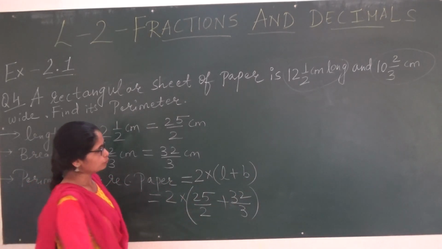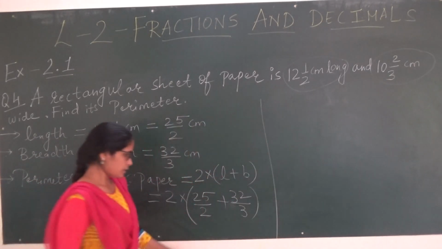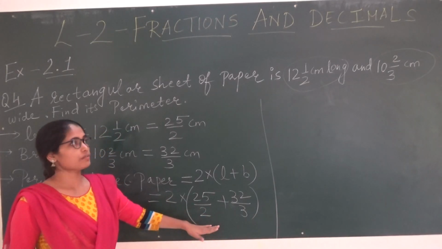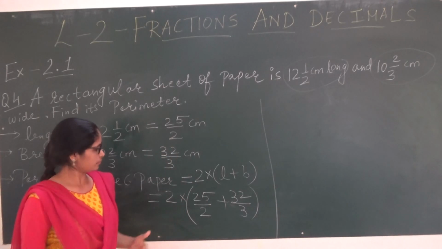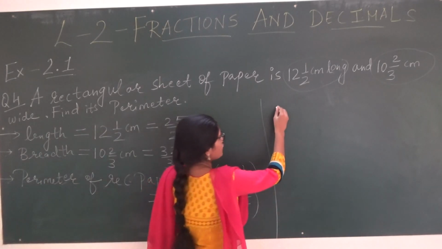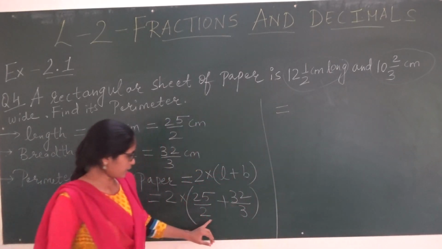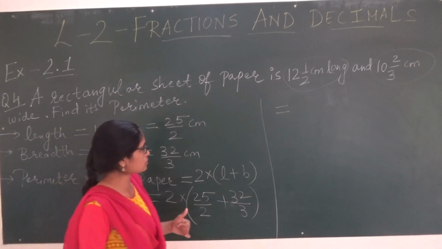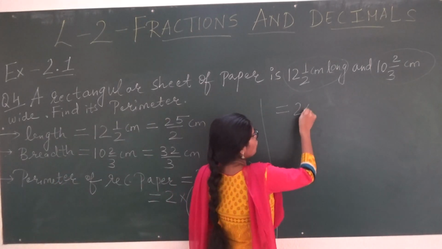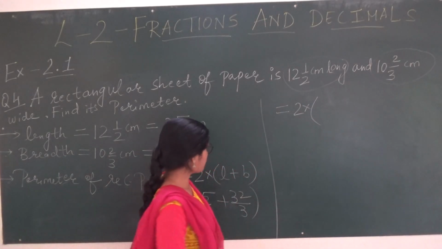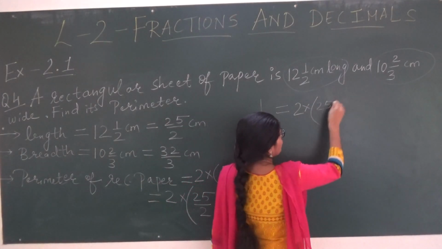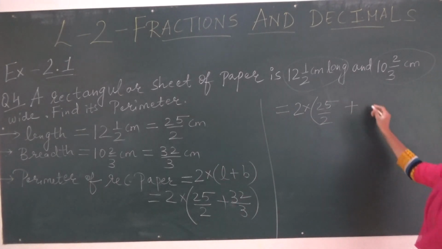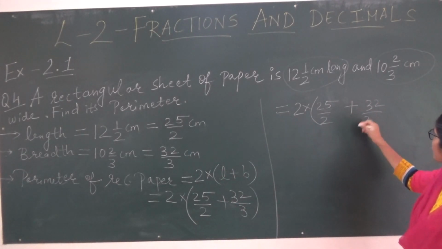Now, this is just addition of fractions by taking out the LCM. They have given it in the form of a word problem. Let us solve it. So it will be equal to 2 multiplied by, we need to take the LCM of 2 and 3. LCM of 2 and 3 will be 6. Leave some gap here because we need to multiply: 25 by 2 and here 32 by 3.